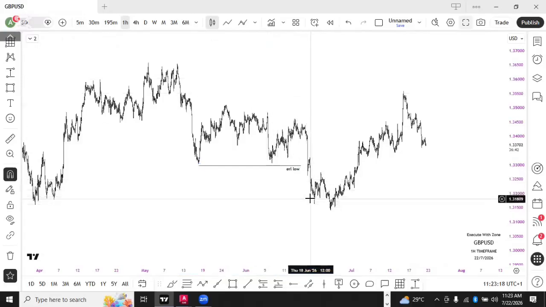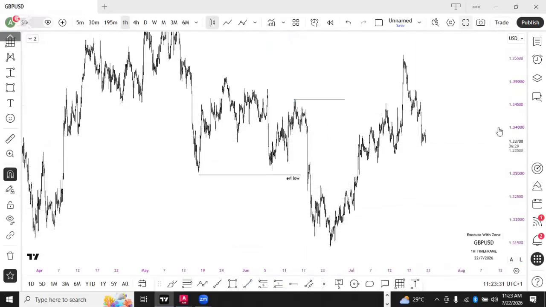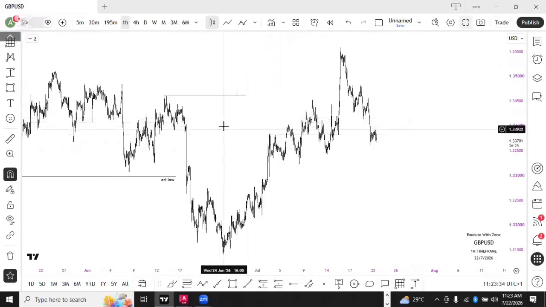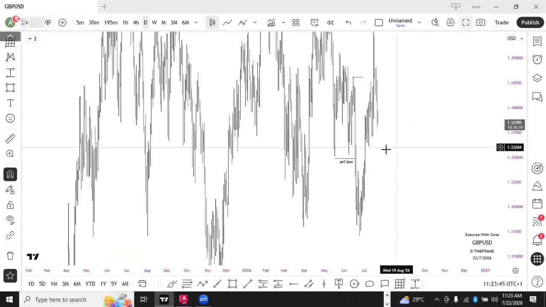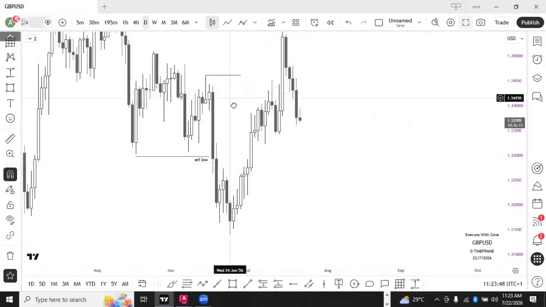You want to mark out the high that is responsible for taking out this low, and the high that was responsible is this high here, right there, right? So next thing you want to see is, did this come from a higher time frame key level? If you go to your daily, did the high come from a higher time frame key level?